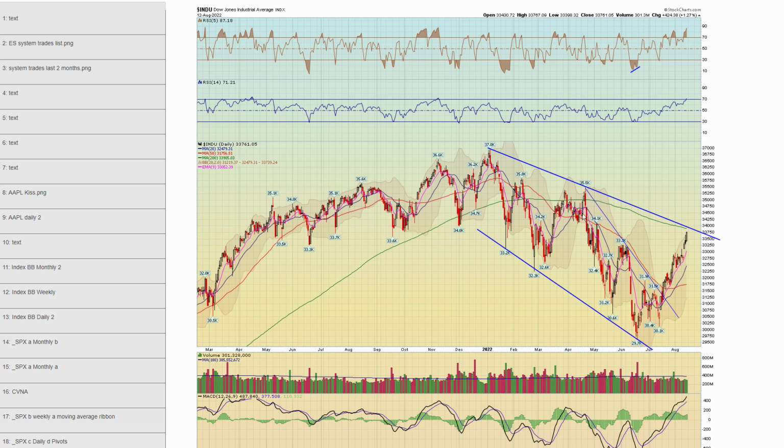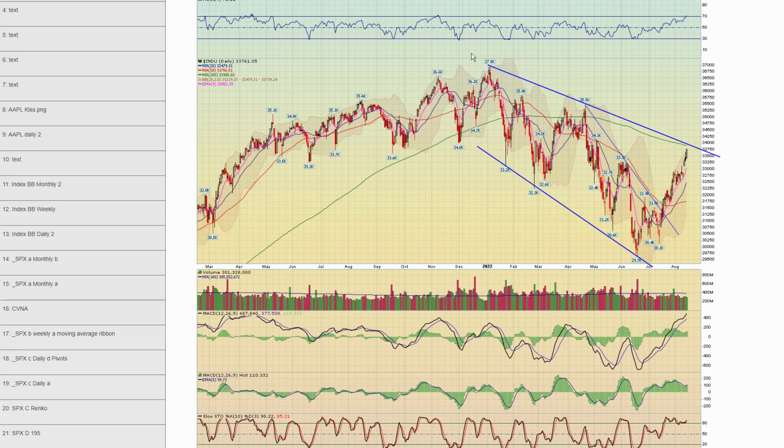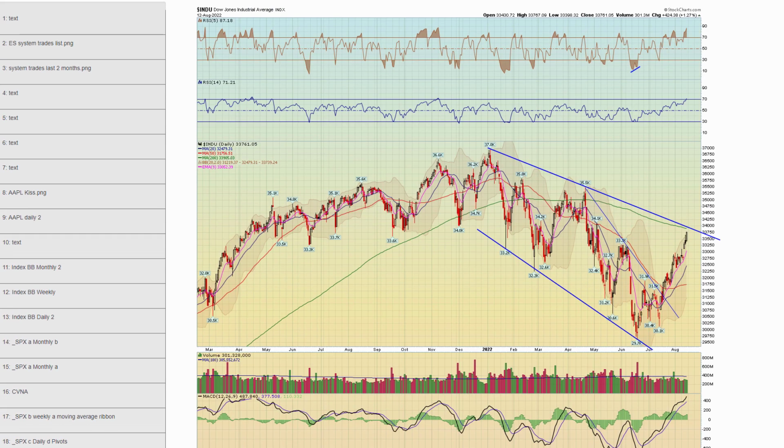Chart 29, here's the daily view of the Dow. Again, you can see the downtrend line from the highs and 200-day moving average, kind of a target area up here. Nice move from this wedge-like pattern. Next.